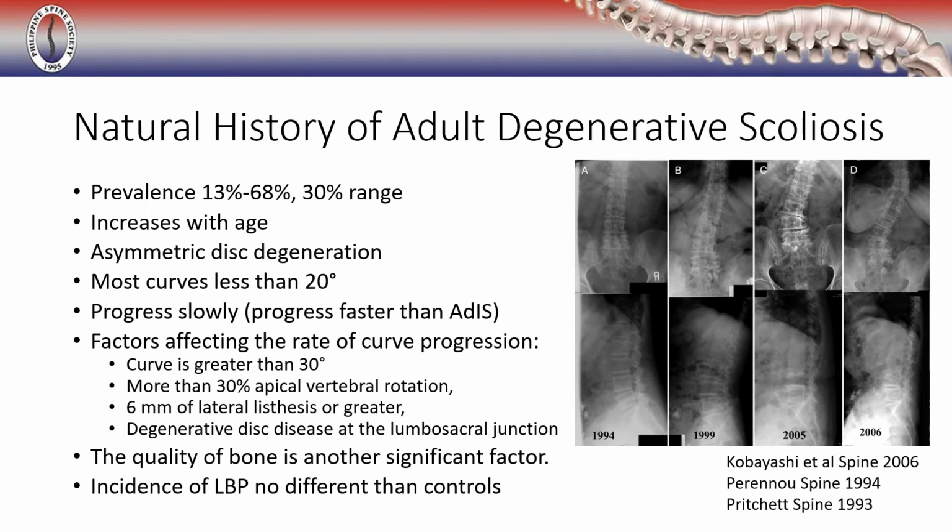Most curves will stay less than 20 degrees, but a lot of us will also encounter curves that are greater than that. Progression is usually slow, but they still progress faster than the adult idiopathic scoliosis types. When you talk about factors of progression, they're usually related to the size of the curve, usually above 30 degrees. Also, when you have more than 30% vertebral rotation at the apex, a lateral listhesis of 6 millimeters or more, and also a degenerated disc at the L5-S1 junction.